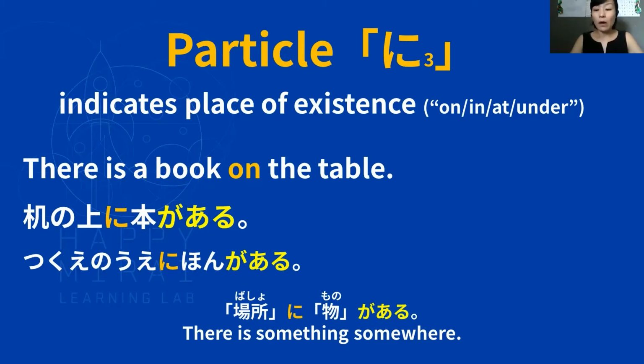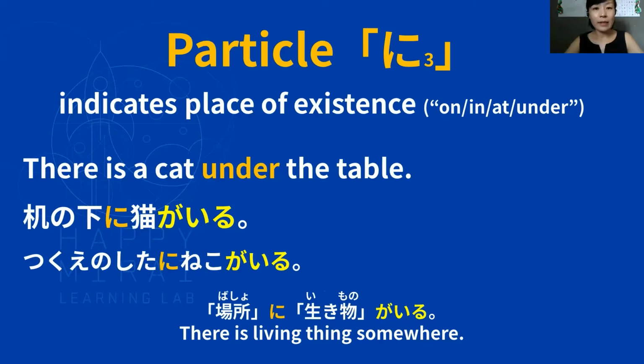Let's look at the next sentence pattern. There is a cat under the table. Over here we use under. 机の下に猫がいる。Can you pay attention to the verb here? We use いる. 場所に生き物がいる. いる refers to living things, for example human beings or animals. 机の下に猫がいる. There is a cat under the table.